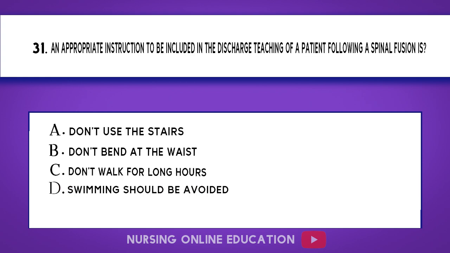31. An appropriate instruction to be included in the discharge teaching of a patient following a spinal fusion is: A. Don't use the stairs. B. Don't bend at the waist. C. Don't walk for long hours. D. Swimming should be avoided. The answer is option B, don't bend at the waist.